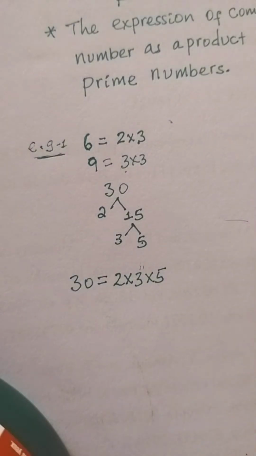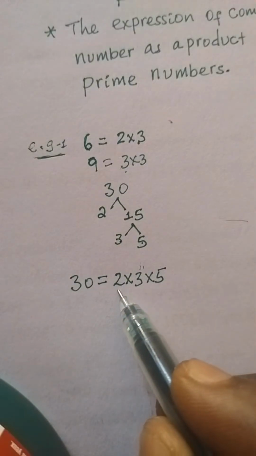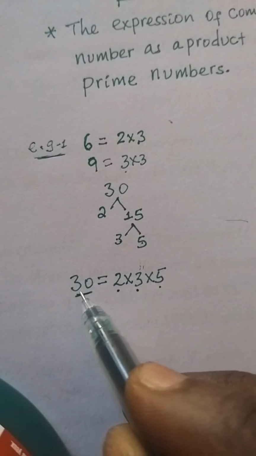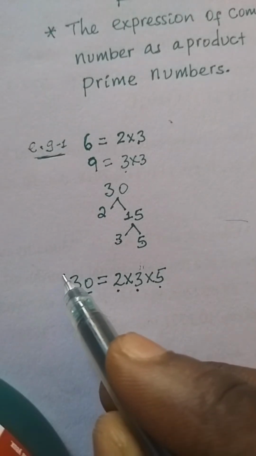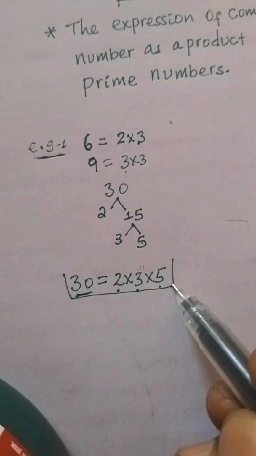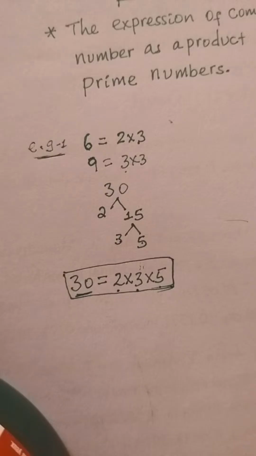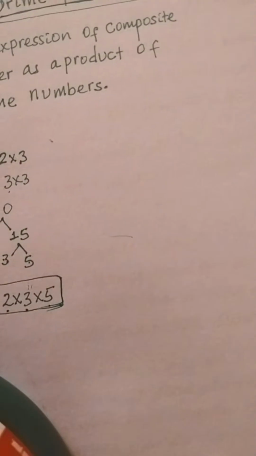Look, as the definition says, prime factorization means the expression of a composite number as a product of prime numbers. This is a prime number, this is a prime number, this is a prime number, and this is the composite number. So this is how we express numbers with prime factorization. Let's come to another number.